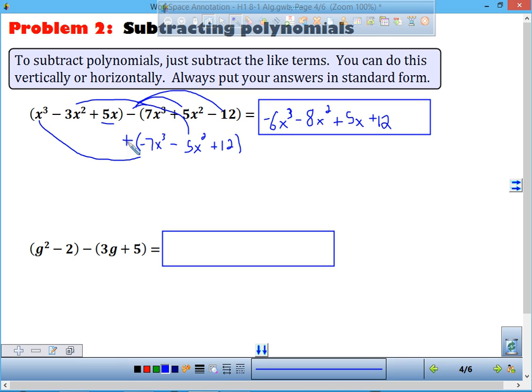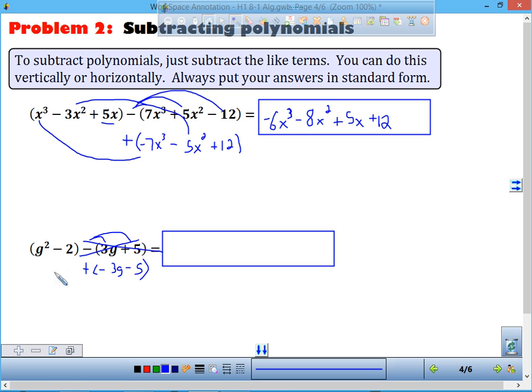Okay. So just make sure you change everything to opposite. So we'll do the same thing on this one. Distribute the negative to 3g and the 5. So now I'm going to rewrite it as plus negative 3g minus 5. Okay, and I don't need this anymore because I rewrote it down here.